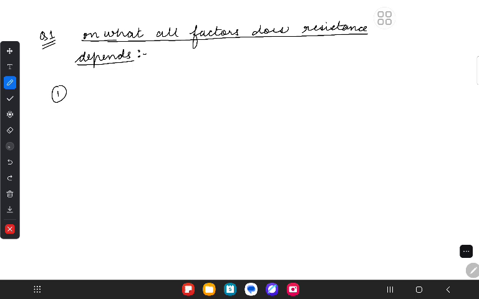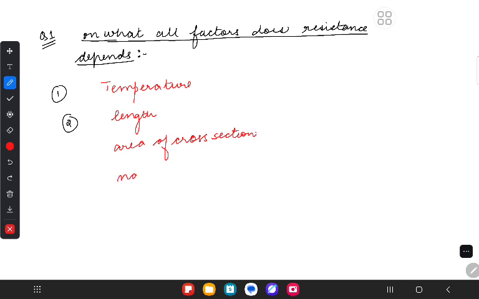So we said the first factor on which resistance depends is basically temperature. Second factor would be length. Third factor would be area of cross section. And fourth factor is basically the nature of material. So this is 3 and this is 4. Are we understanding my point? So we have 1, 2, 3, 4. Got the point?